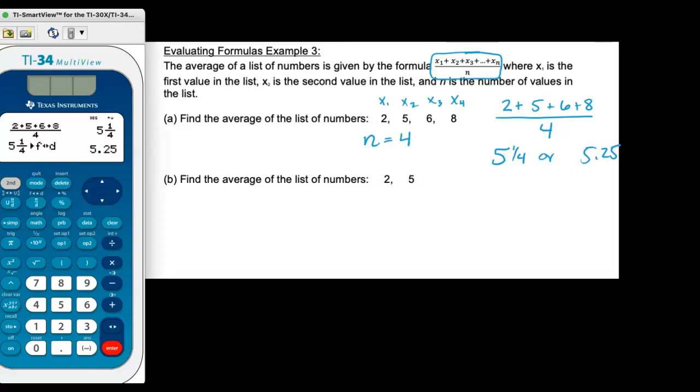Keep in mind, if you don't have this calculator, you could also just add 2 plus 5 plus 6 plus 8, enter, divided by 4, and you could do it that way. So just use the division key.